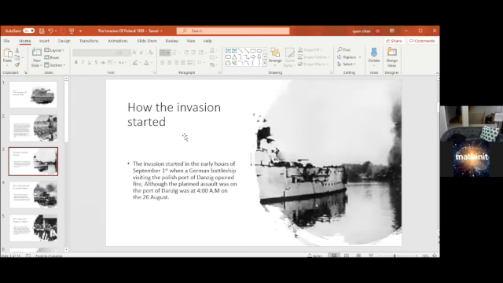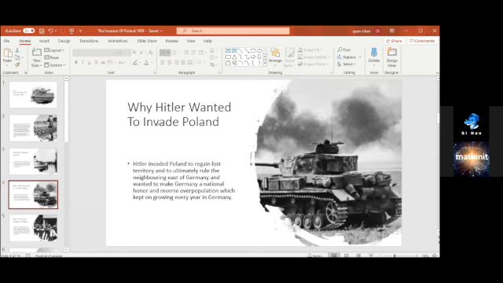How the invasion started. The invasion started in the early hours of September 1st when a German battleship visiting the Polish port of Danzig opened fire. Although the planned assault on the port of Danzig was at 4 a.m. on the 26th of August.